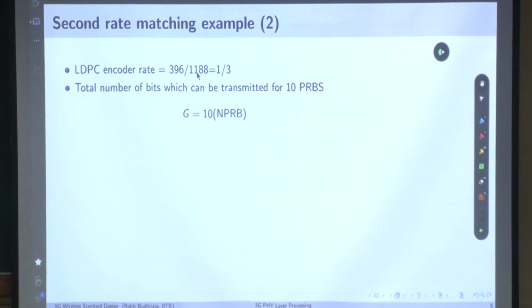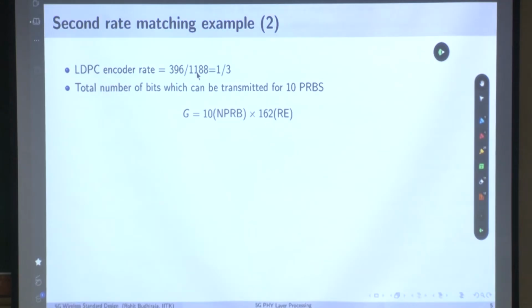And what is E? What is the difference between G and E? Let's recall. E is G by C. E is basically the number of bits which you can transmit for each code block. G is the number of bits which you are allowed to transmit for all the code blocks. In this case, E will be equal to G because C is 1. We'll see that. But what is G? How many resources? 10 PRBs.